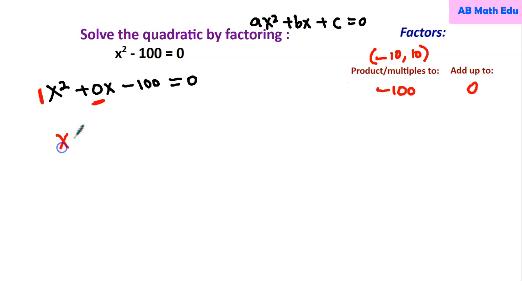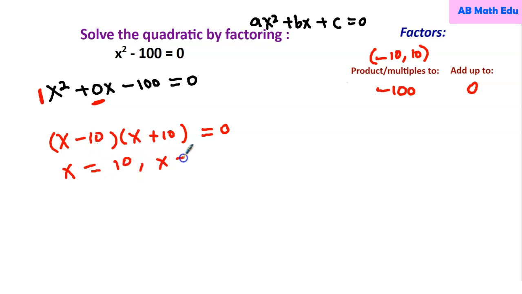So once you get those numbers, you write x minus 10 and x plus 10. Here, if you divide, it's 1, so there is no need because it will bring you back to where you started. So this is the factoring. Then x equals positive 10 and x equals negative 10 as the zeros.